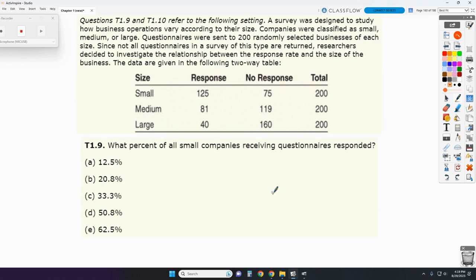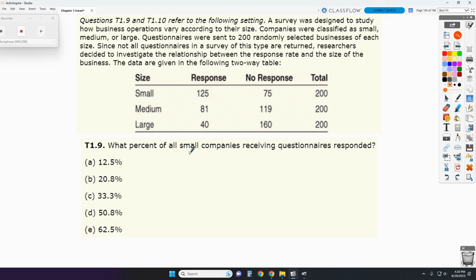All right, 9 and 10, and then there's a question 11. There's a bonus question. We're going to use this two-way table. This problem is about a survey designed to study how business operations vary according to their size. Companies were classified as small, medium, large. Questionnaires were sent to 200 randomly selected businesses. Since not all questionnaires in a survey of this type are returned, researchers decided to investigate the relationship between the response rate and the size of the business. So some businesses responded, some did not, and they broke it down by the size of the business.